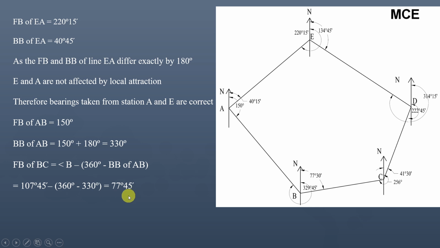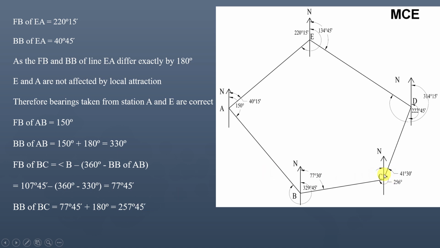The correct back bearing of line BC will be correct fore bearing plus 180 degrees. Back bearing is fore bearing plus 180 degrees when the fore bearing is less than 180 degrees, or fore bearing minus 180 degrees when the fore bearing is greater than 180 degrees. Here fore bearing is less than 180 degrees, so back bearing will be fore bearing plus 180 degrees, which is equal to 257 degrees 45 minutes, the correct back bearing of line BC.